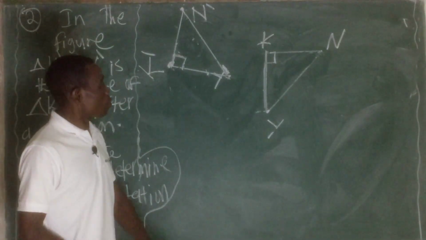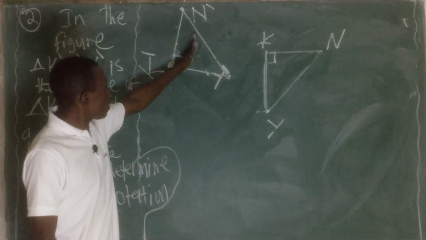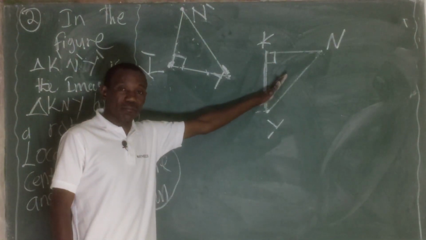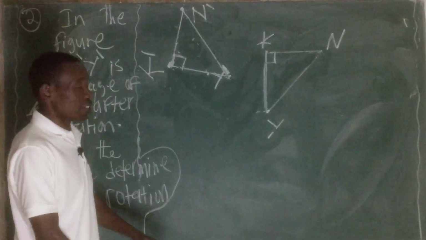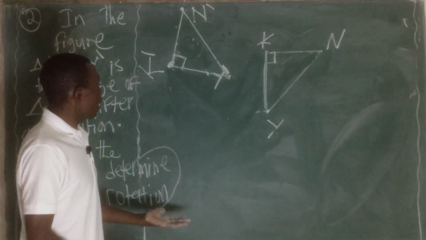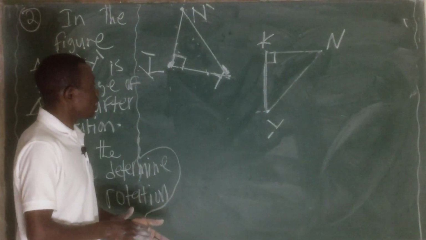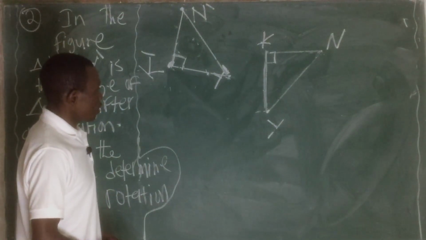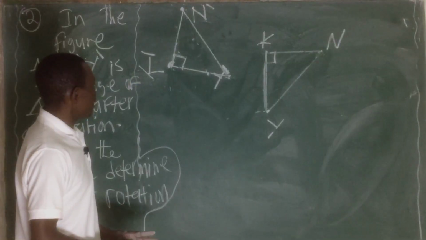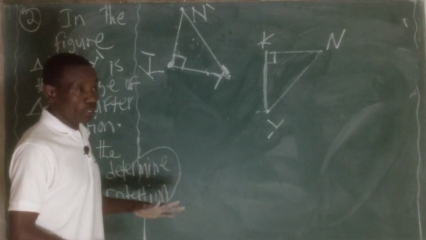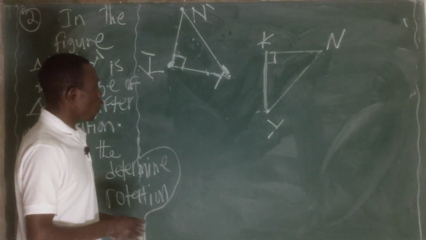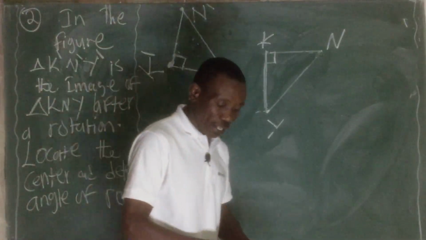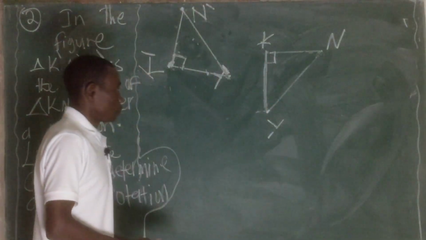We've got just two figures here: the image and the object. Now, where is the center of rotation? And by how much has that figure rotated? So now the procedures for us to locate the center of rotation and come up with the angle of rotation. Let us understand one another here.